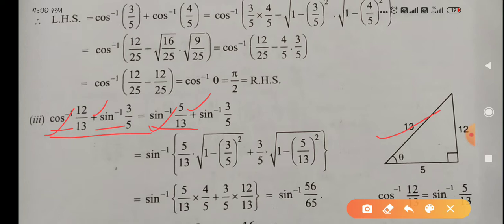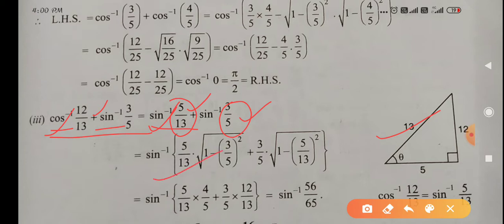Now sine inverse x plus sine inverse y, you can apply the property. Before this you can check the condition. This is x, 5 upon 13, which is greater than minus 1. This is y, 3 upon 5, which is less than 1. And their squares also you can check, the sum of their squares will be less than or equal to 1.